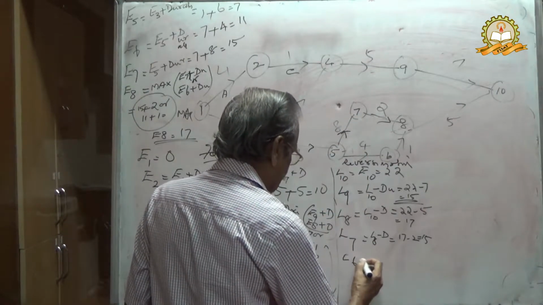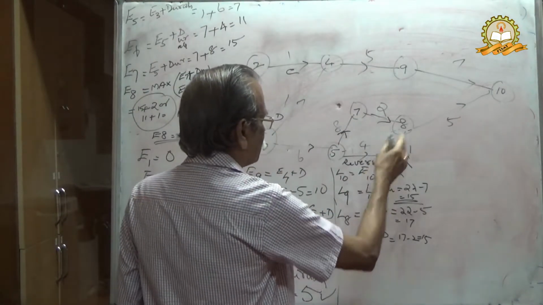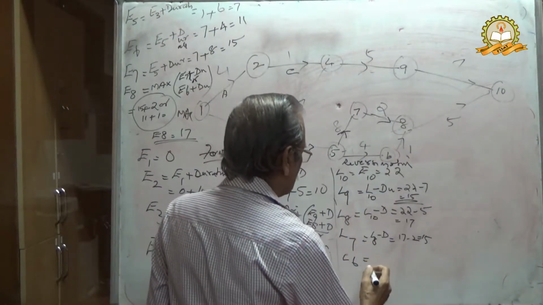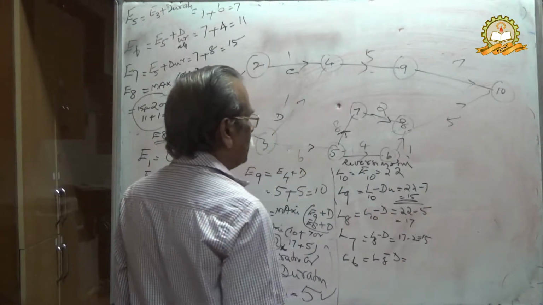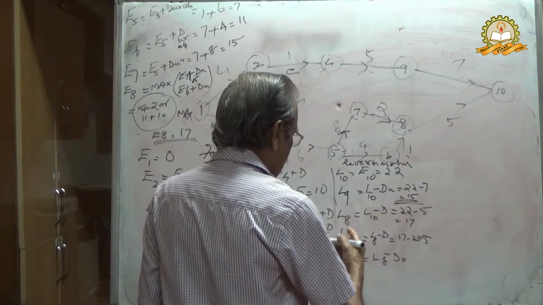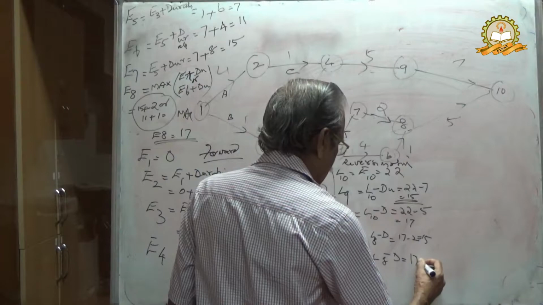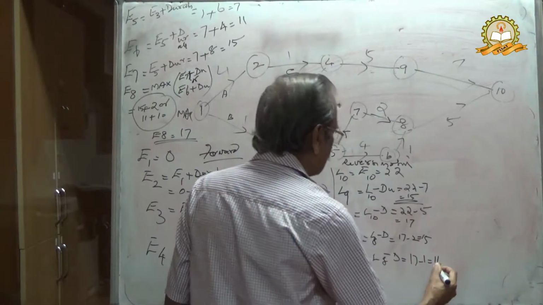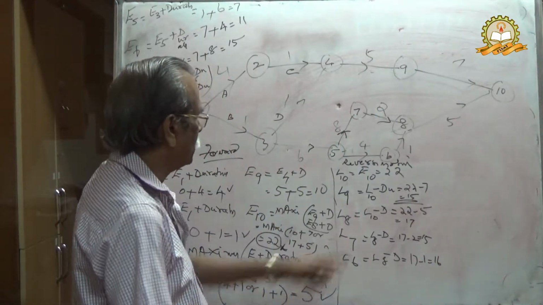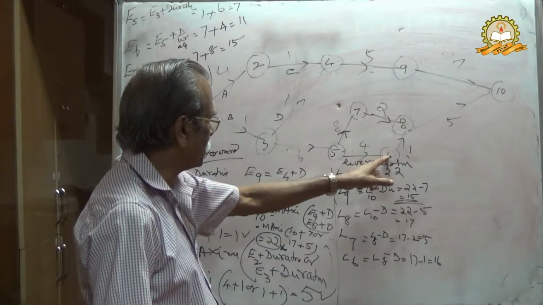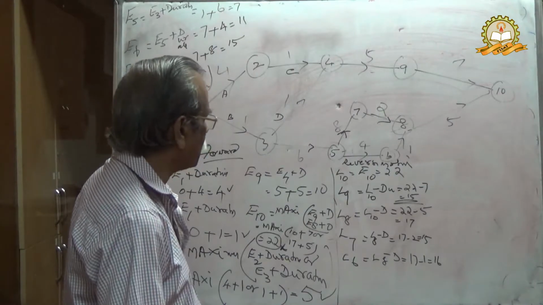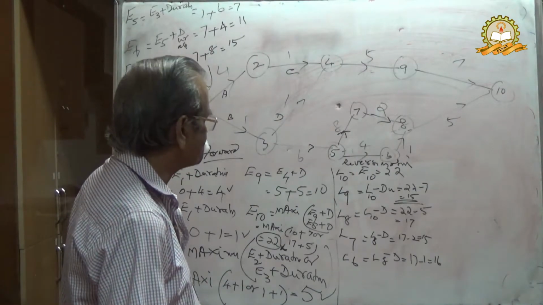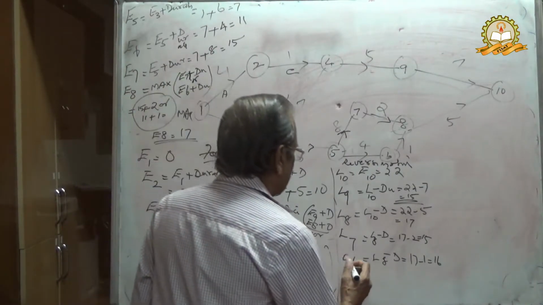Then L6 is here, that is from here to this. Therefore, L8 minus duration, L8 equal to 17 minus 1, 16. L6 equal to 16. Therefore, L8 equal to 17 and L6 equal to 16. Now you come back to L5.